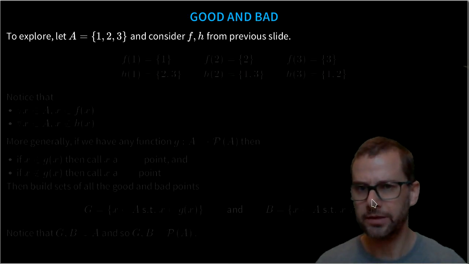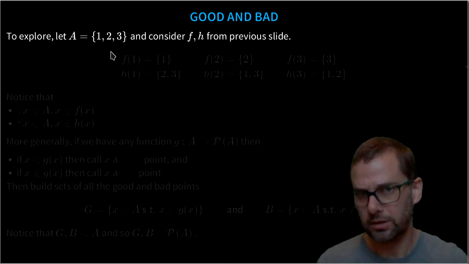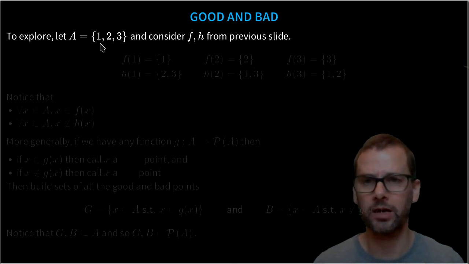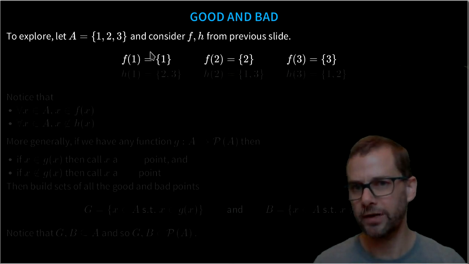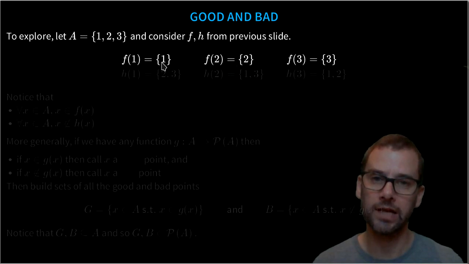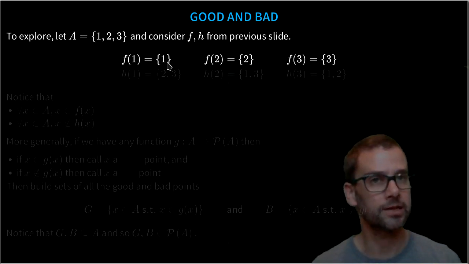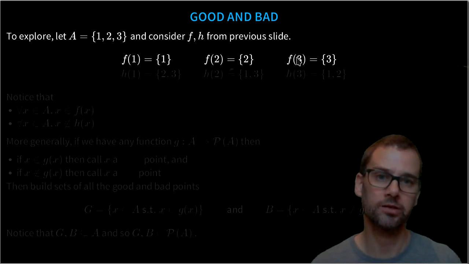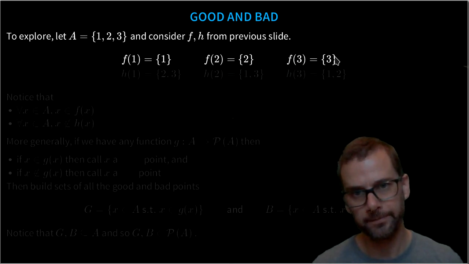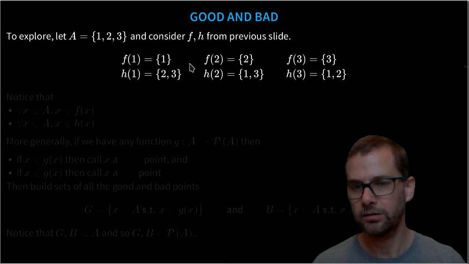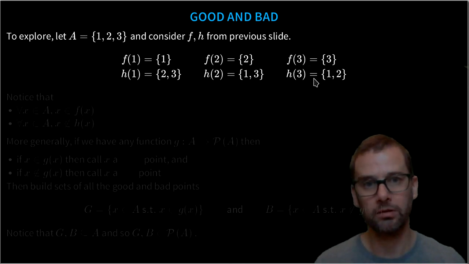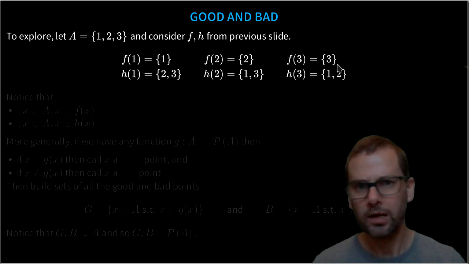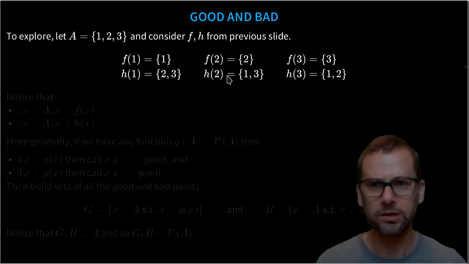Now, how does this work? Well, to explore the main mechanism of the proof, let's just consider a finite set {1, 2, 3}, and consider those functions f and h from the previous slide. Notice that the function f takes an element and turns it into the set that contains just that element. So 1 maps to the set that contains 1, 2 maps to the set that contains 2, 3 maps to the set that contains 3. The function h, on the other hand, takes the element 1 and turns it into the set of everything except 1. The number 2 turns into the set of everything except 2, and 3 into everything except 3. Now, these functions are opposite extremes, and I've constructed them to illustrate a point.